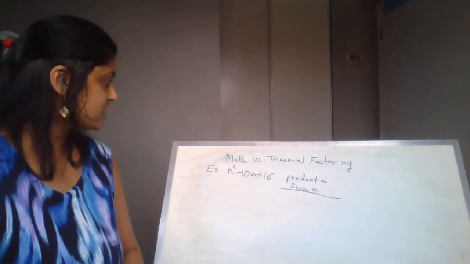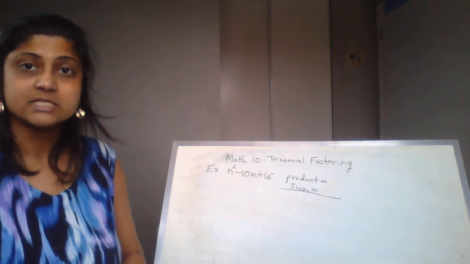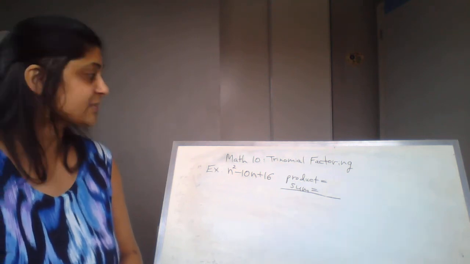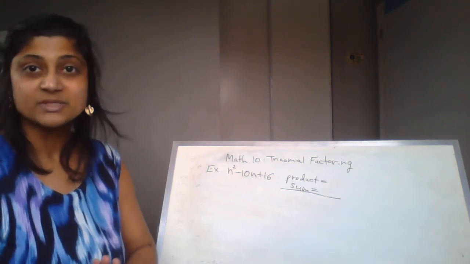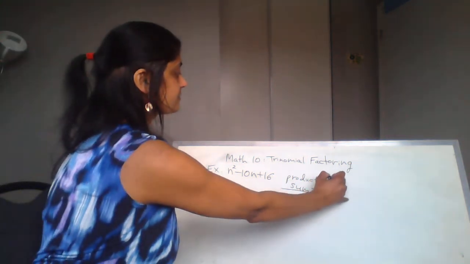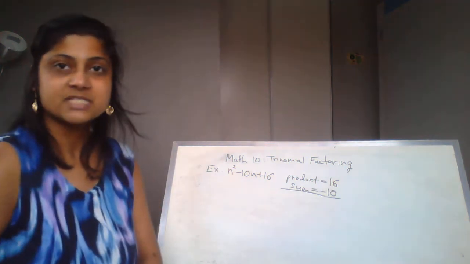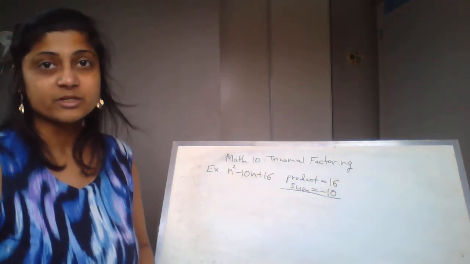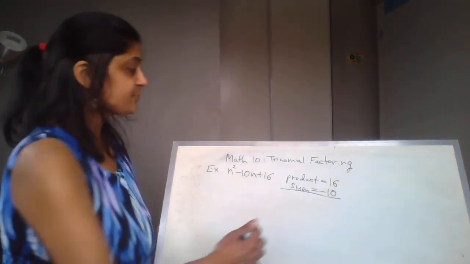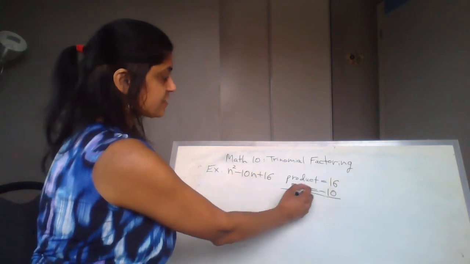So when we do this question this time, okay, I noticed that there is a negative sign here. Okay, the product is going to be the last number, which is 16. Okay, and the sum is going to be negative 10. Okay, it's very important that you are looking at the signs here. Okay, let's take some factors of 16.